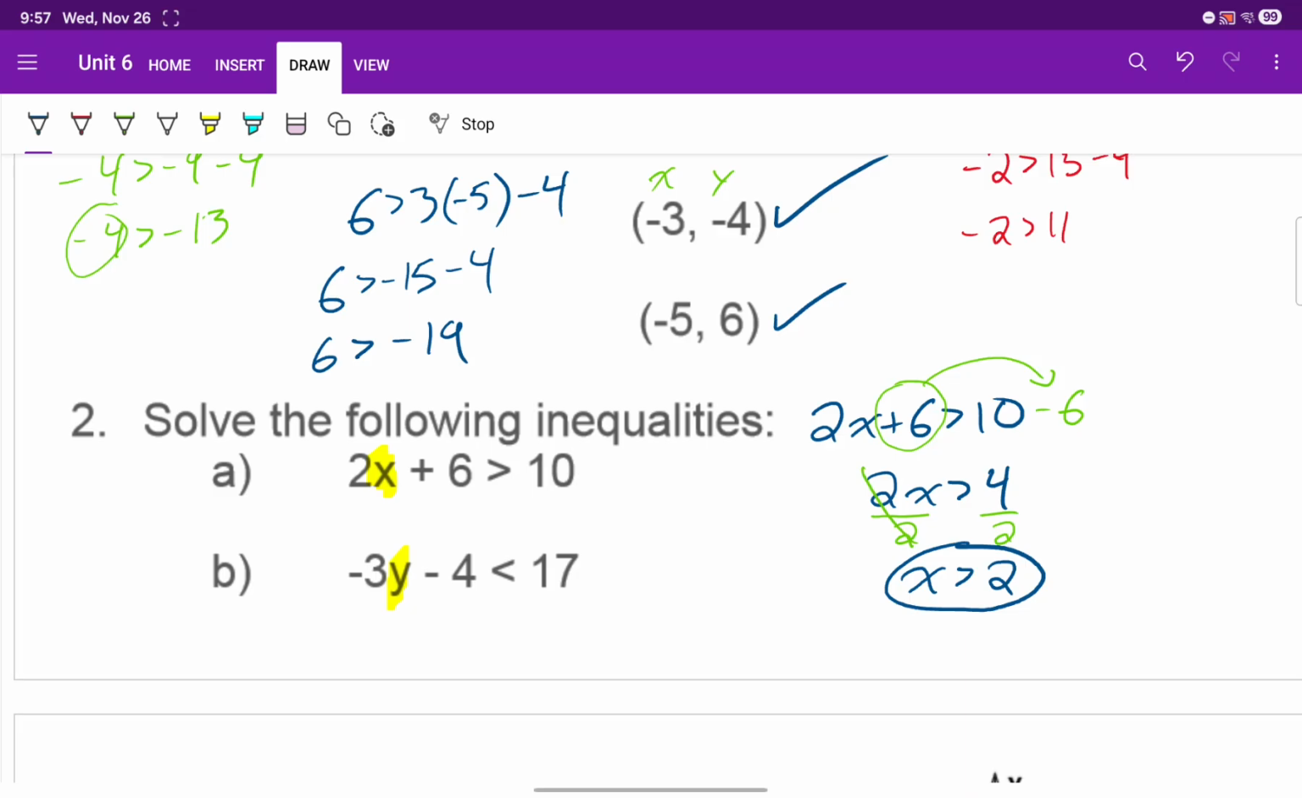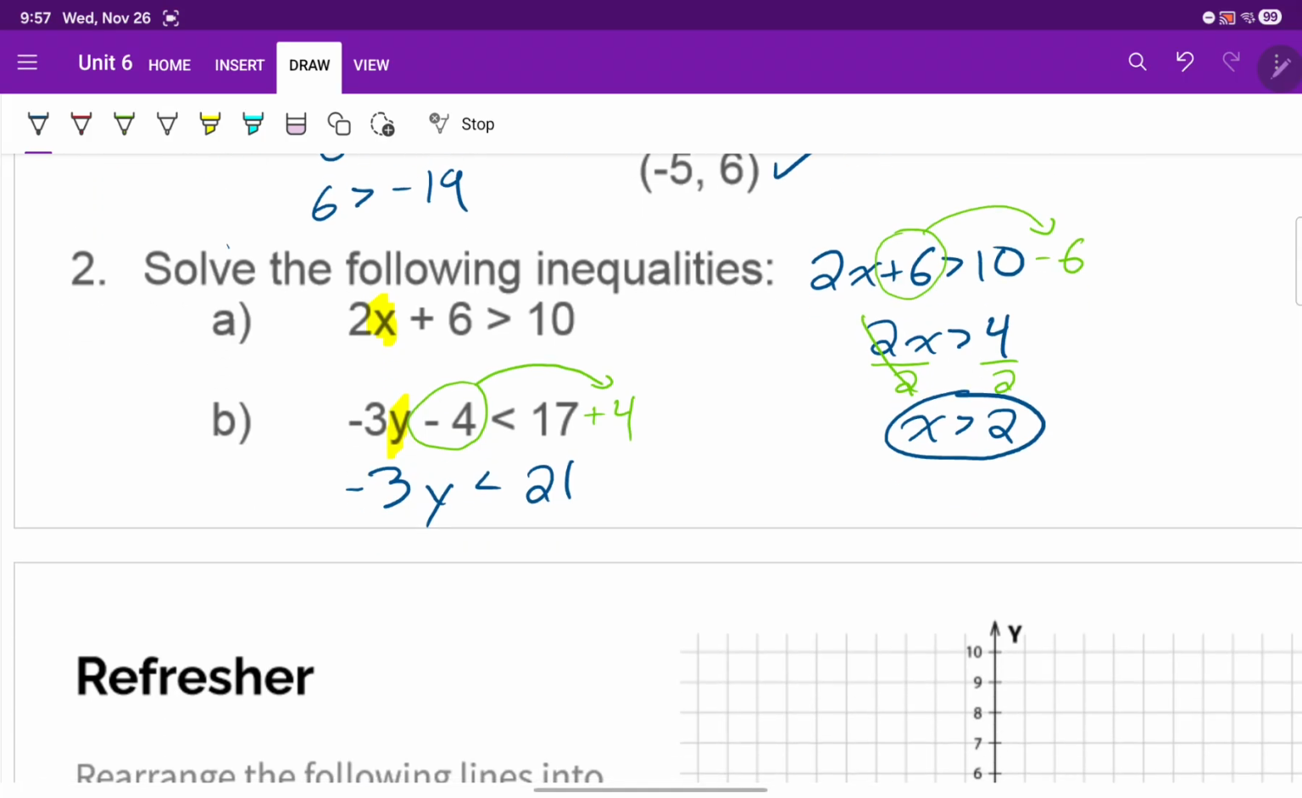Okay. If we paused it and are ready to go, that's fantastic. If you didn't pause, that is also fine. All right, so here we go. Same idea with this one. I'm going to bring my negative 4 to the right side, where it becomes a plus 4. We then get 3y is less than 17 plus 4, which is 21. Oh, I'm missing something. Negative 3y.